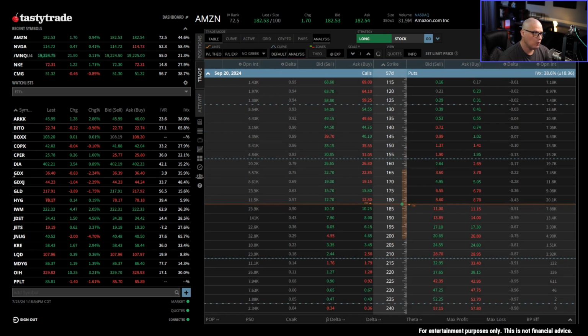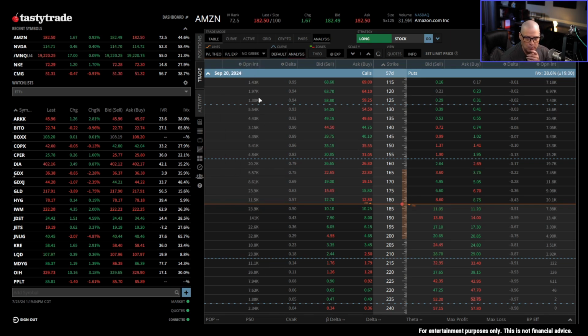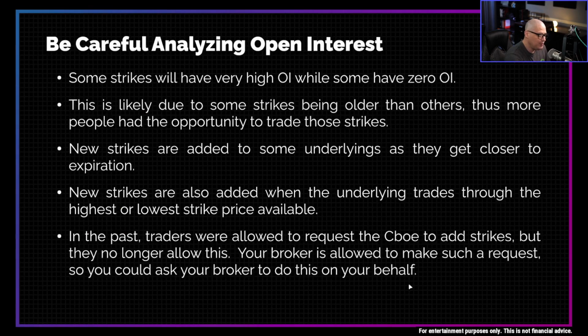Who knows? Now, as far as which one of these you should track, should you look at volume or should you look at open interest? Well, for me, I typically like to look at open interest more than volume, but both of them give you a pretty good idea as to how liquid the options of a particular stock are. In this case, you can see with Amazon, based on open interest, this is a very liquid underlying, but there are some things you need to consider.